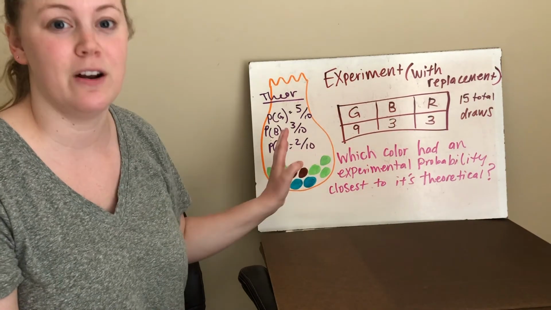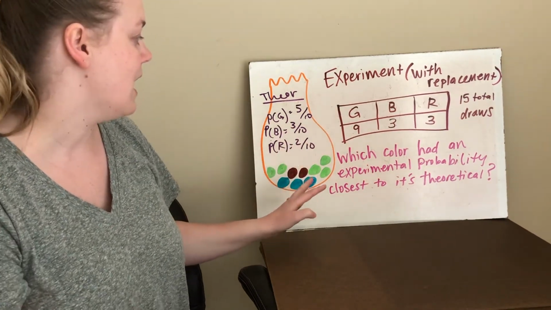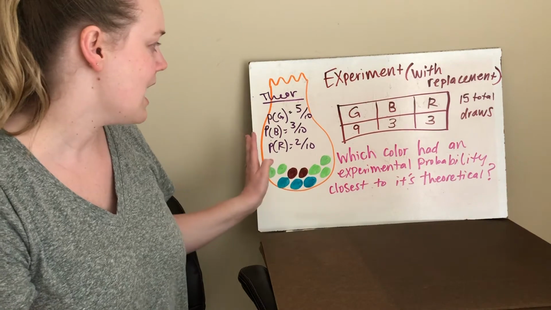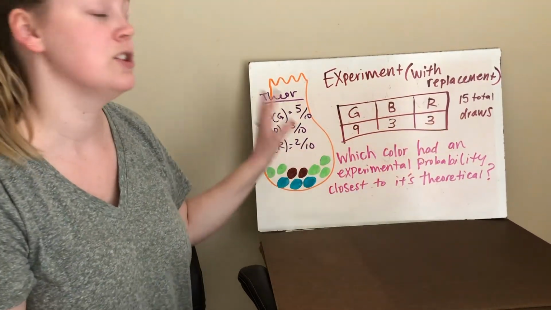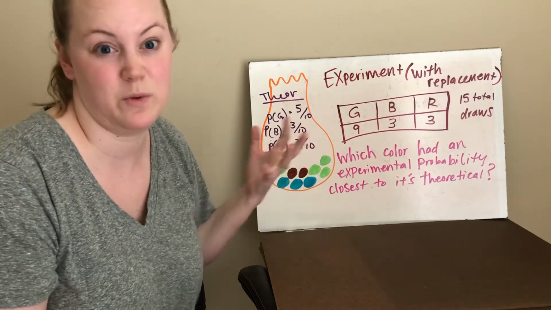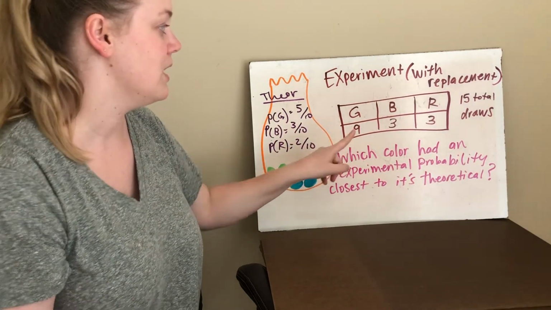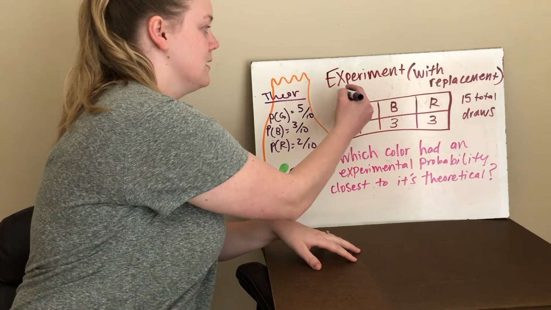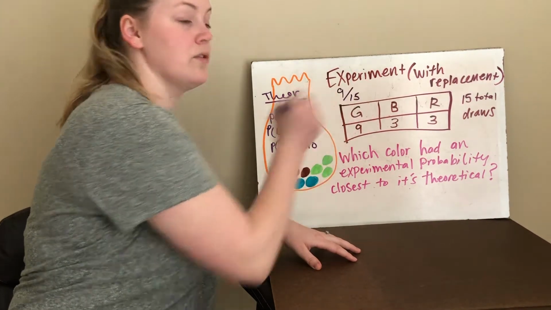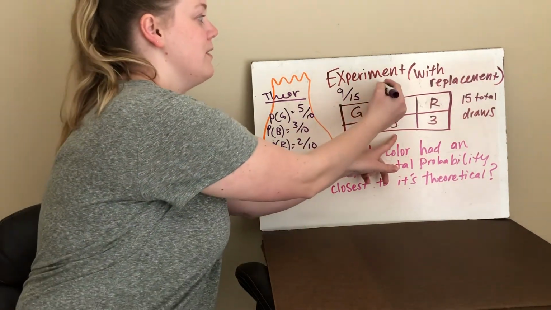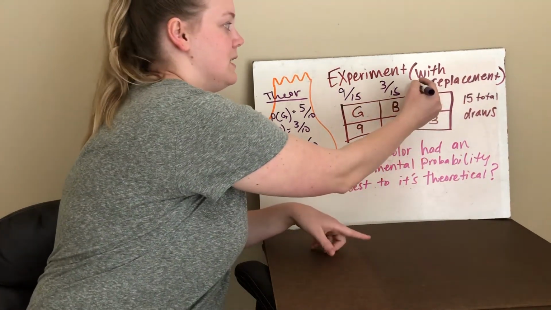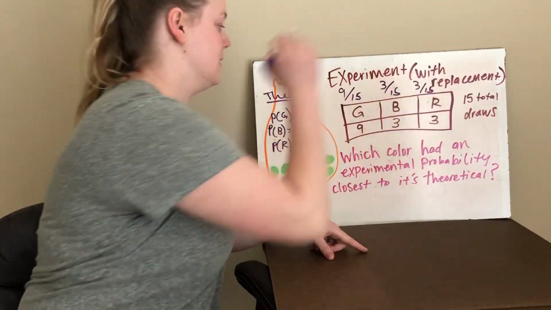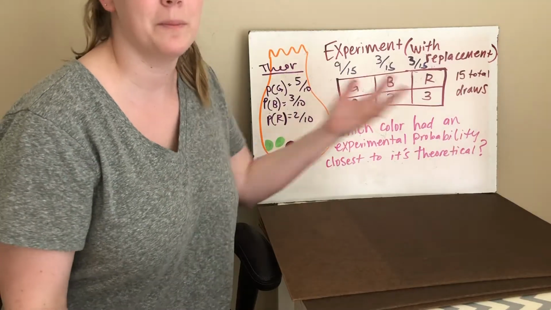Now, we can't compare them as they are because this is out of 10 and this would be out of 15. So we're going to have to set up fractions and compare the two. So here we have 9 out of 15 gets us the green. Here we have 3 out of 15. And 3 out of 15. Now we need to compare the two.